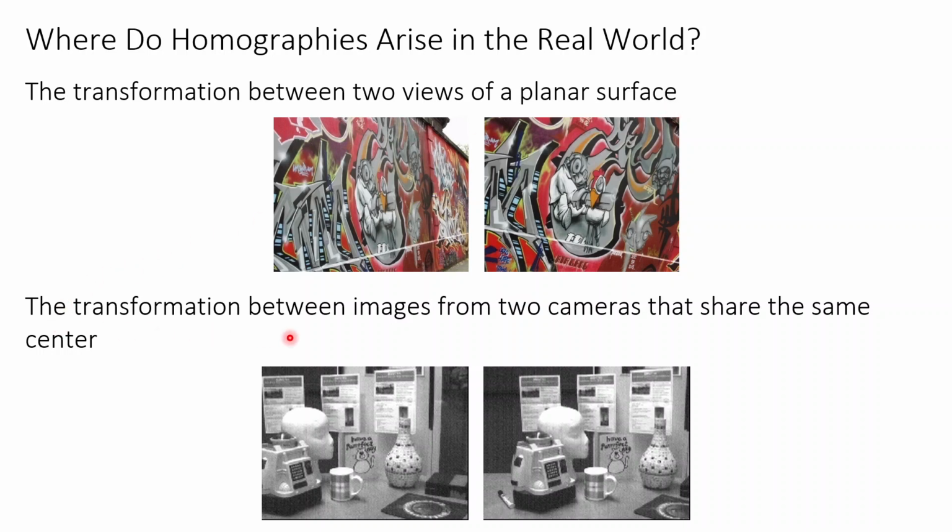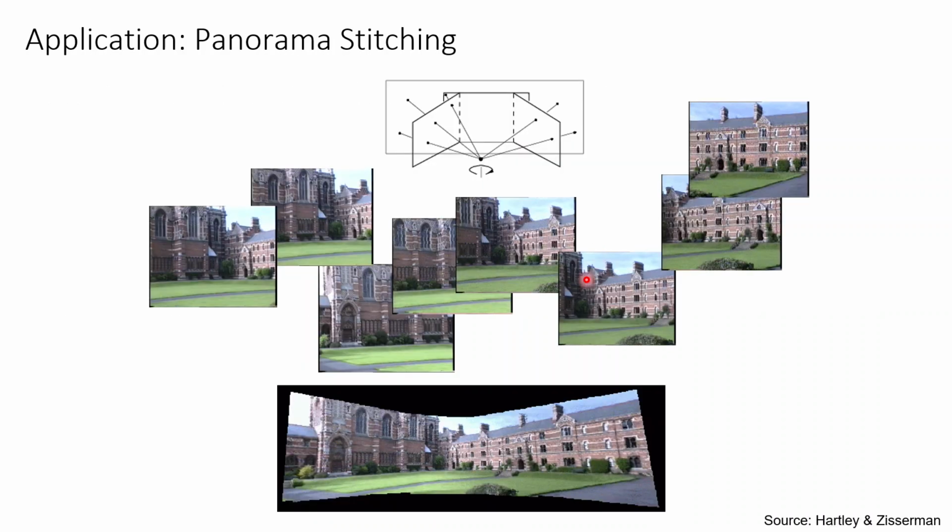And then the transformation between images of two cameras that share the same center. That means you keep the camera on a tripod and rotate and take two pictures. The relationship between these two images is a homography. So when you do panorama stitching, you usually keep the camera on a tripod and then rotate, and while rotating you take pictures and you can stitch them together.